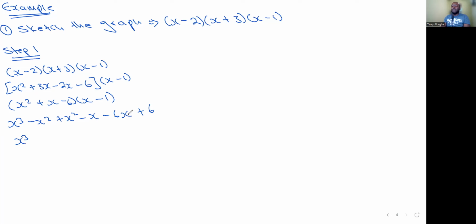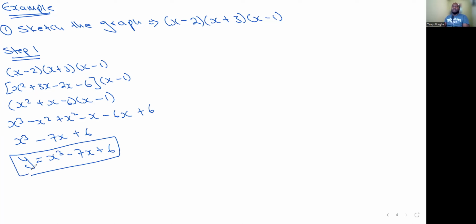Minus x minus 6x will give us minus 7x plus 6. So that means the graph we're having is y is equal to x cubed minus 7x plus 6. So this is the cubic function.